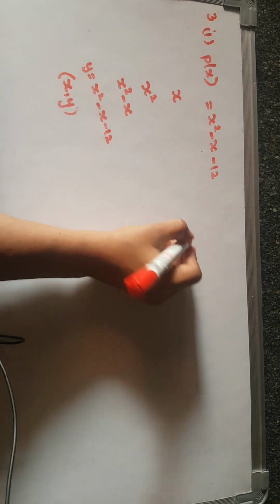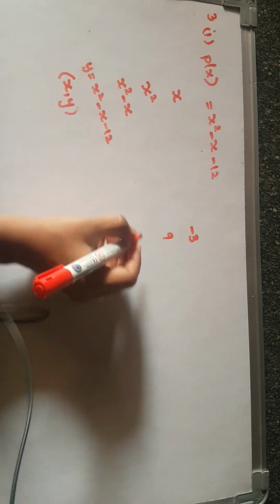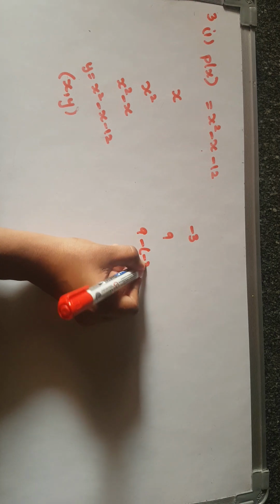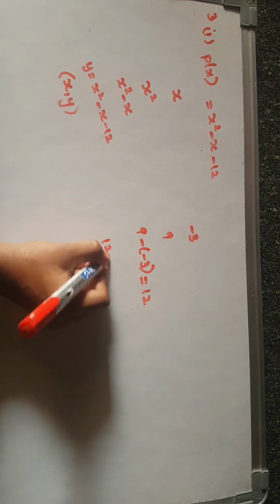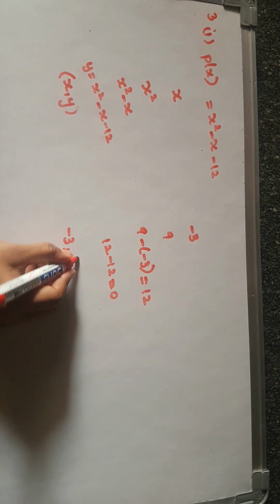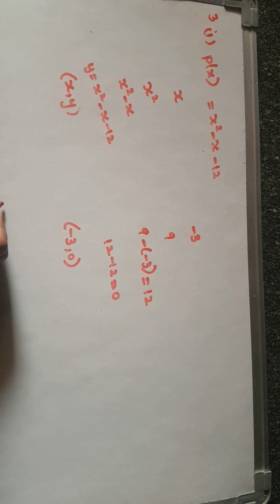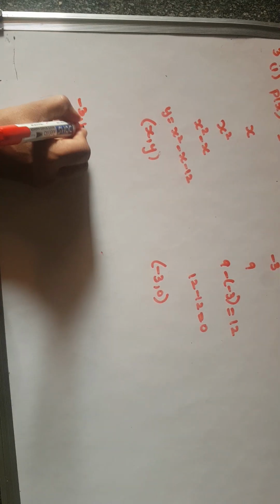Now take the value minus 3. Minus 3 squared is 9. Minus 3 squared is 9, minus of minus 3, this value is becoming 9 plus 3, 12. 12 minus 12, this value is becoming 0. When you take minus 3, this value is becoming 0. Okay, now what are the values that we get? Minus 3 comma 0.